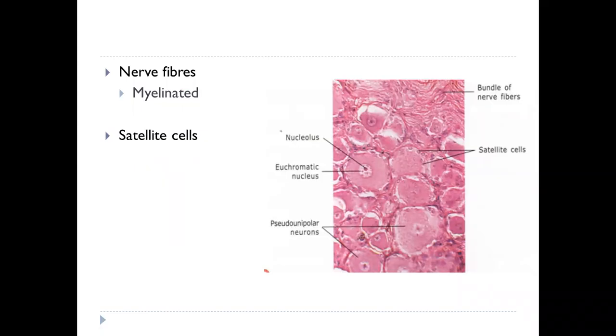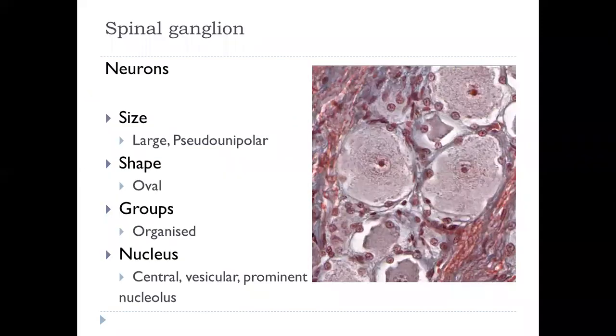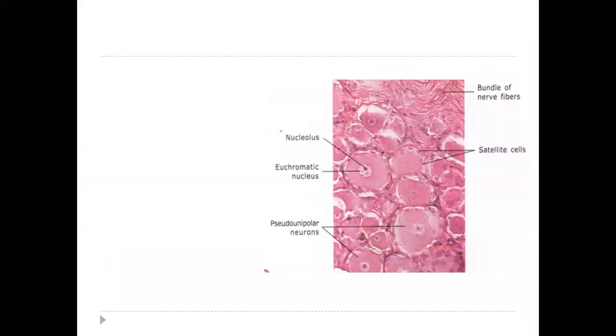Okay. So just take a look at the points. That is the size, shape, groups, and nuclei of the neurons. Then it is about the nerve fibers and satellite cells. And one more point is that the Nissl granules are not prominent within the sensory ganglion. Okay, it's an additional point.